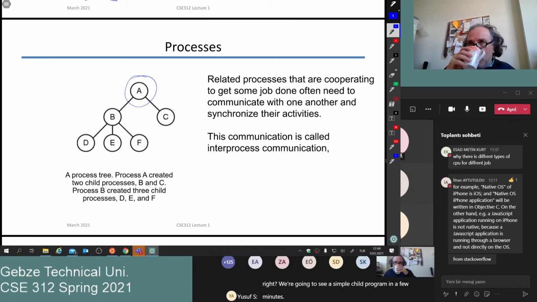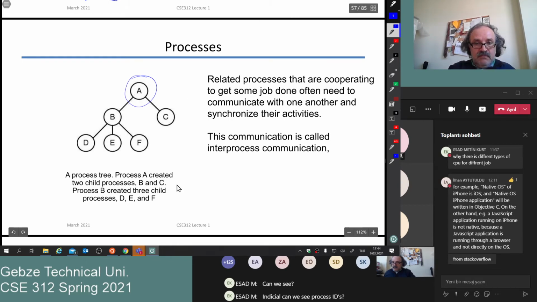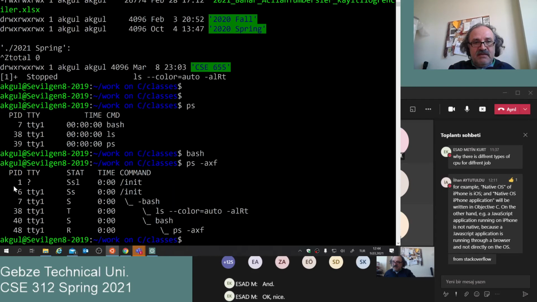Can we see process IDs in the shell? Sure, yeah. Well, these are your process IDs. PID is process ID. 67, then 38, yeah. You are asking what happened to 8, 9, 10? Okay, they are all dead. The operating system doesn't give the same process ID to more than one process, even if it is dead.